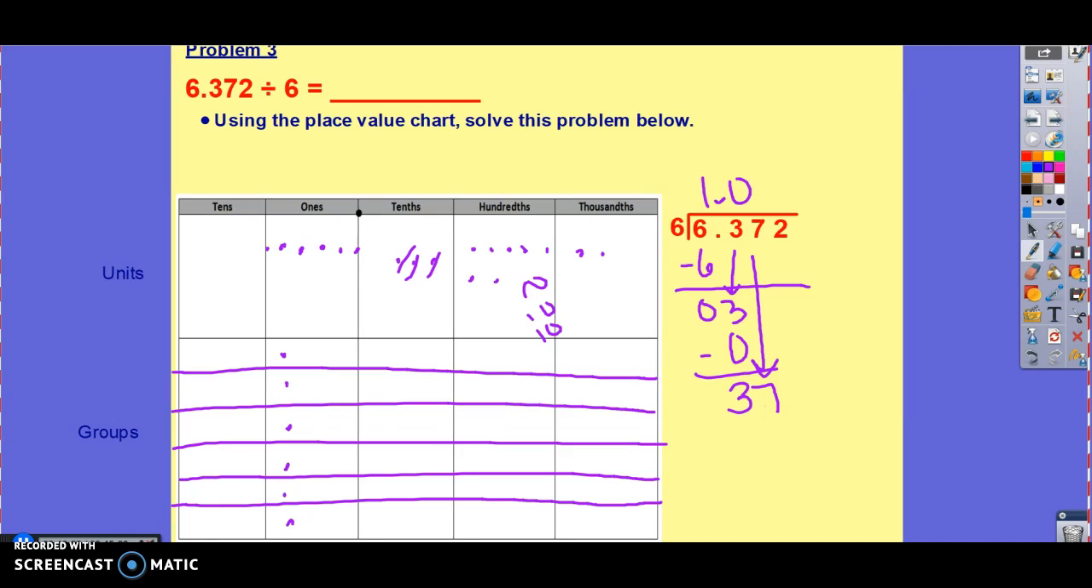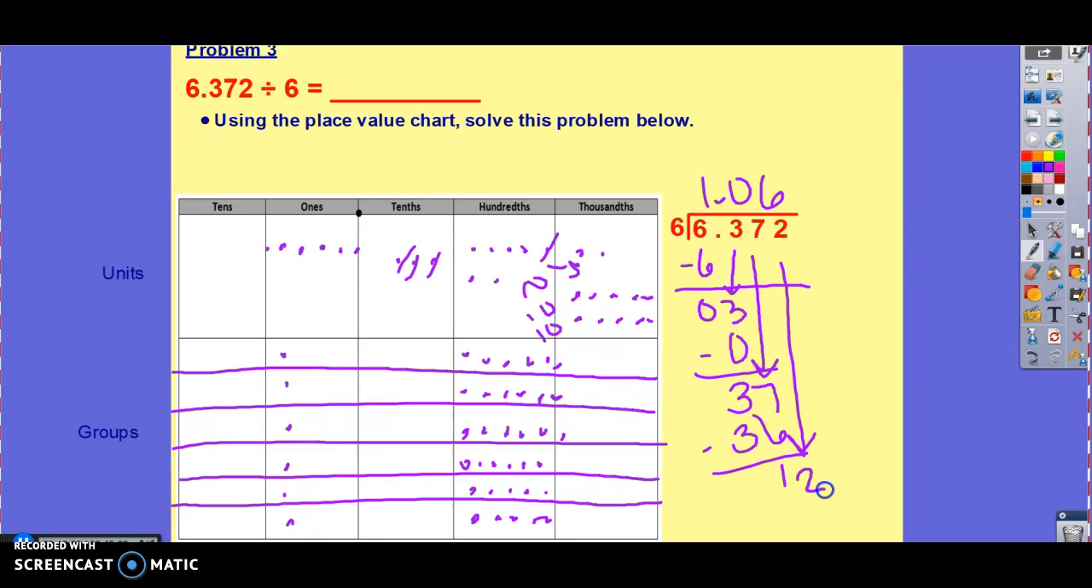We're going to divide the 37 equally into the 6 groups. They're going to get 6 each. 6 times 6 is 36. One of these is going to go to the thousandths place. We're going to put 10. Always in powers of 10.